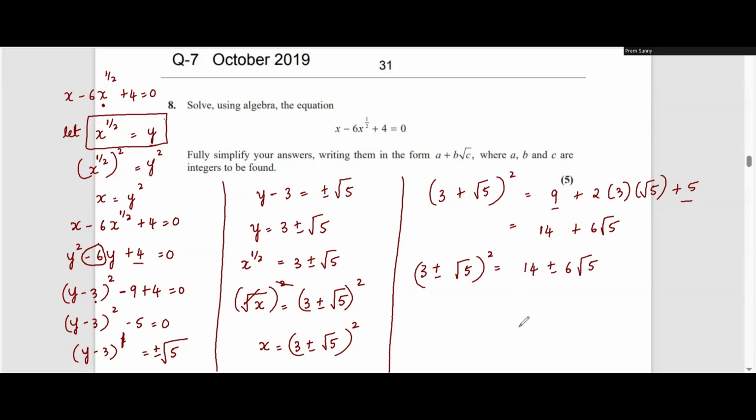Now we got the answer in terms of a plus or minus b root c. We can compare them. A is 14, which is an integer. B is 6, again, which is an integer. And C is 5, is also an integer, because in the question it was mentioned that A, B, and C are integers to be found. So this is how we solve this question.